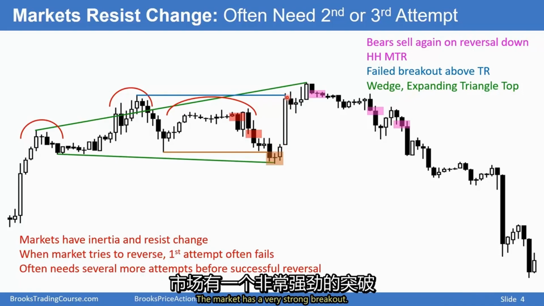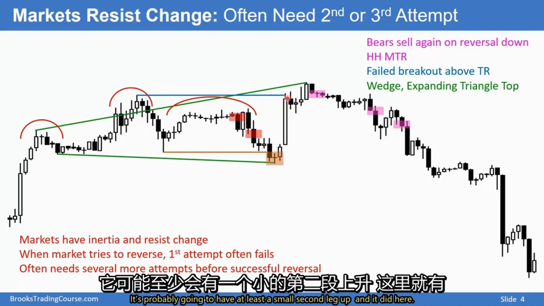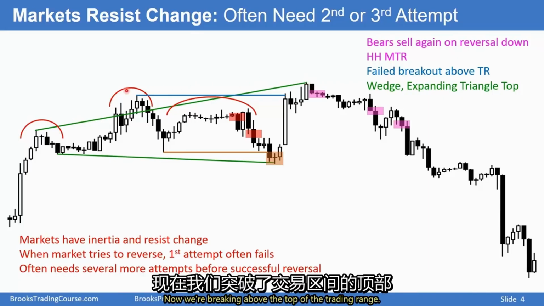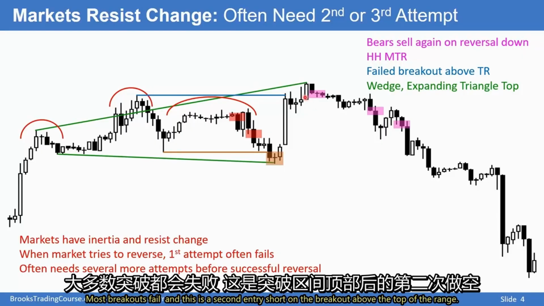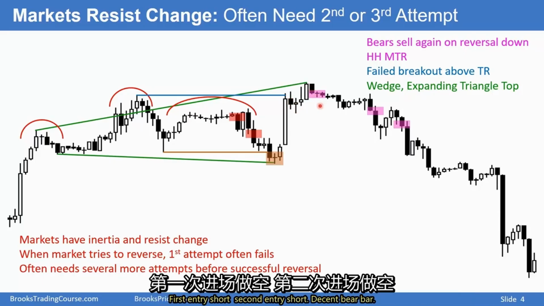The market has a very strong breakout. It's probably going to have at least a small second leg up, and it did here. Now we're breaking above the top of the trading range. What do you think is going to happen? We're in a trading range. Most breakouts fail, and this is a second entry short on the breakout above the top of the range. First entry short, second entry short. Decent bear bar. It's a reasonable short.